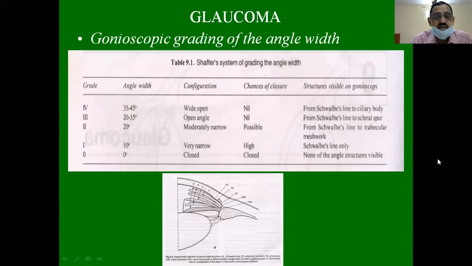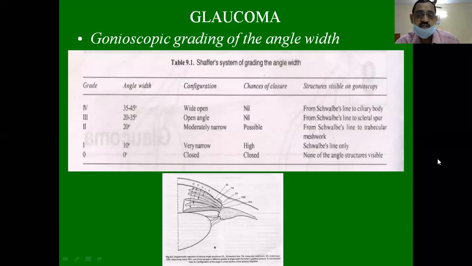In Shaffer's classification, we have already seen that grade 4 is 35 to 45 degrees. The angle is wide open and the chance of closure is nil. The structures seen are from Schwalbe's line to the ciliary body. In grade 3, we have 20 to 35 degrees angle width, and it's an open angle again, and the chance of closure is nil. From Schwalbe's line to the scleral spur, all the structures you will be able to see.